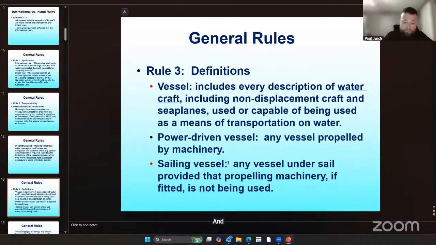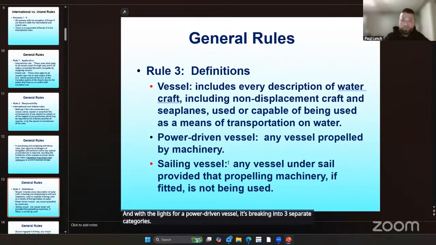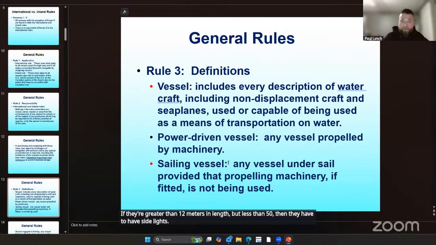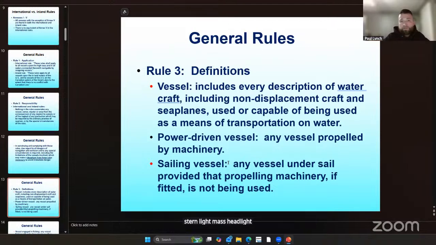And with the lights for a power driven vessel, it breaks into three separate categories. If a power driven vessel is less than 12 meters in length, then they have to have side lights and an all around white light. If they're greater than 12 meters in length but less than 50, then they have to have side lights, stern light, and masthead light. And if it's greater than 50, then they have to have two masthead lights on the fore and aft center line of the vessel, side lights, and a stern light.